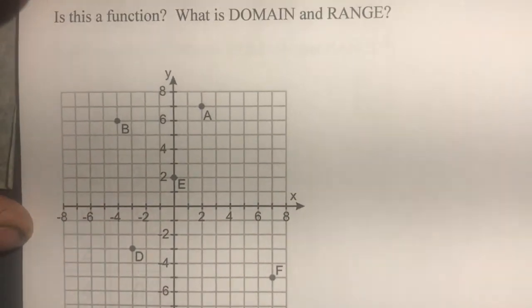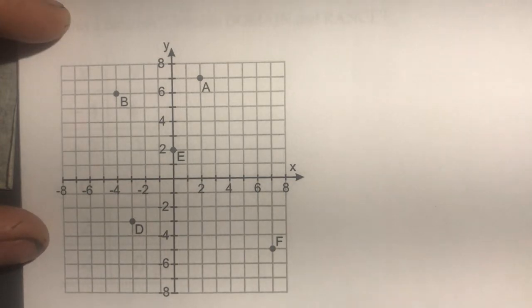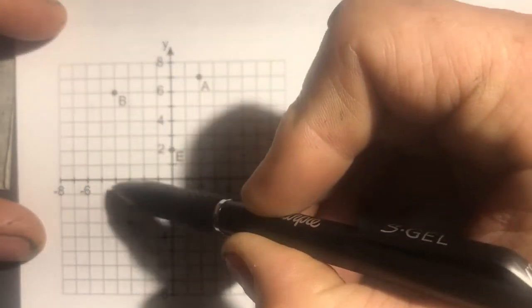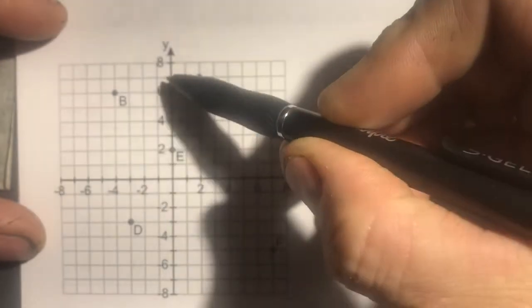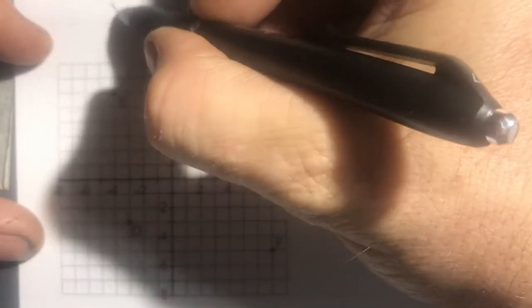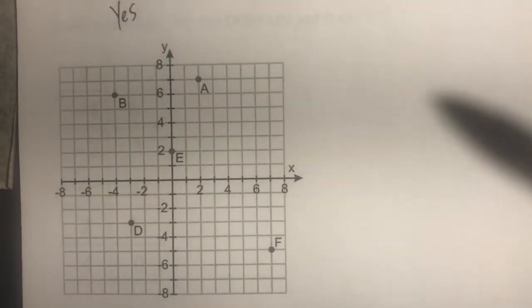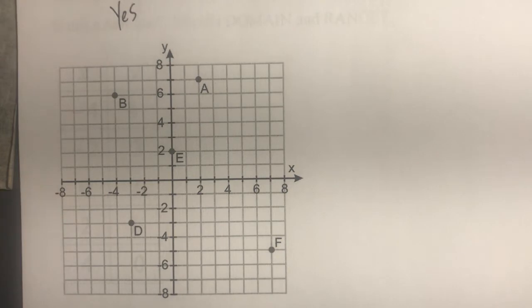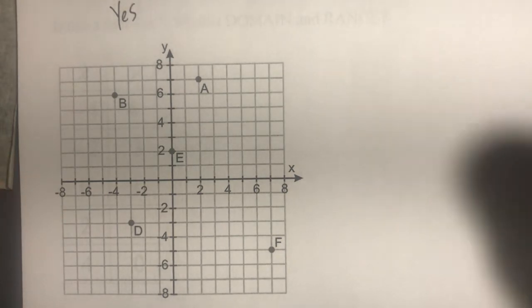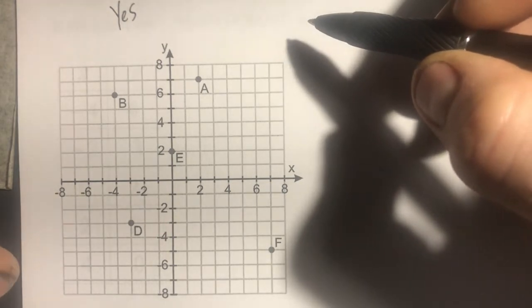What about this one? Is this a function? We just have points plotted. All right, well, is there any way you could draw a vertical line and hit 2 of the points? No. So this is a function. Every vertical line will only touch 1 point. At least, at the most. And it cannot touch 2.